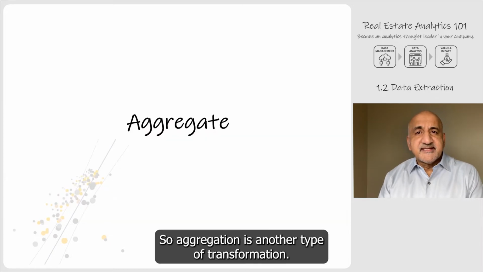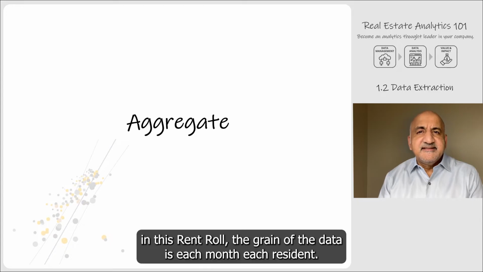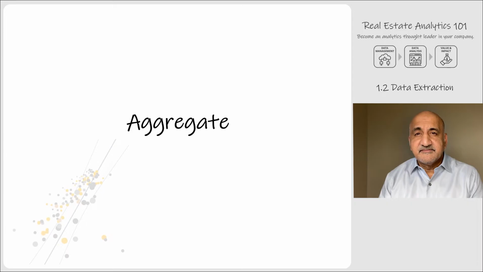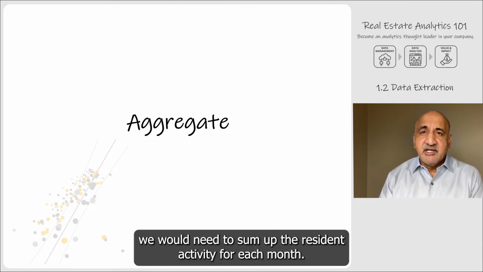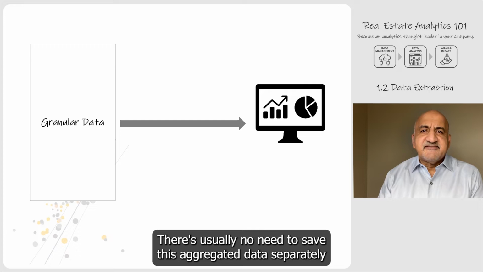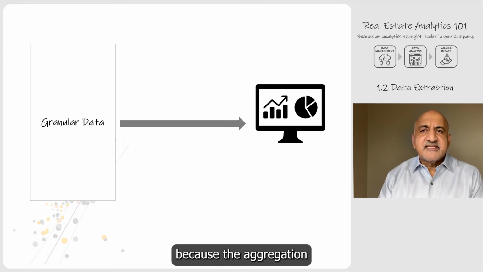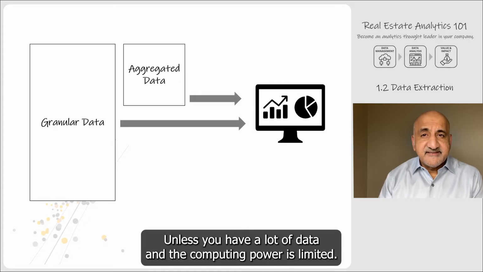So aggregation is another type of transformation. For example, in this rent roll, the grain of the data is each month, each resident. Since we are only interested in reporting by month and property, we would need to sum up the resident activity for each month. There's usually no need to save this aggregated data separately because the aggregation can be calculated on the fly when you're generating your report, unless you have a lot of data and the computing power is limited.